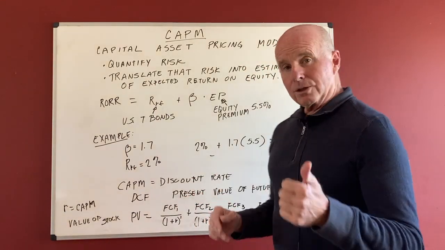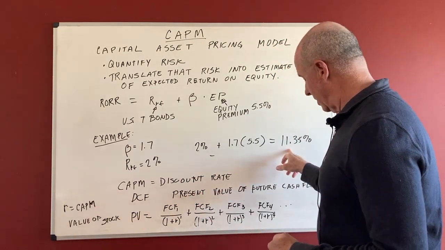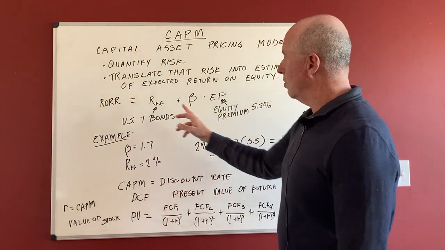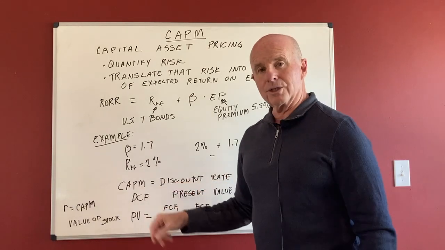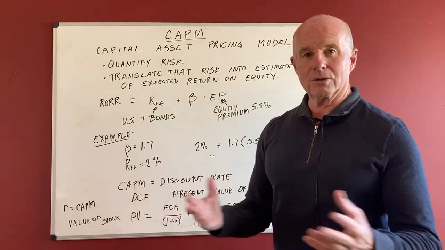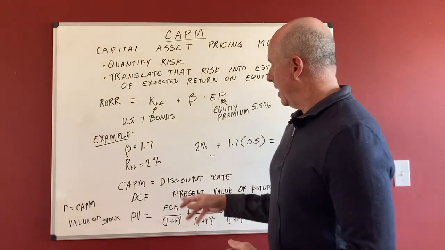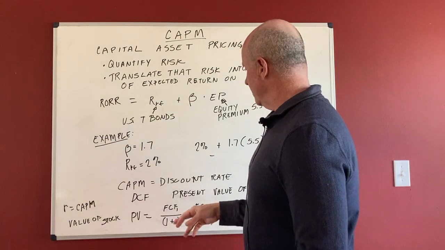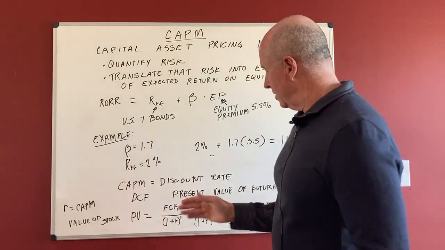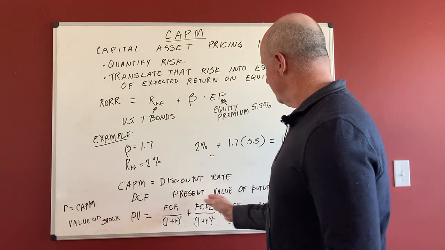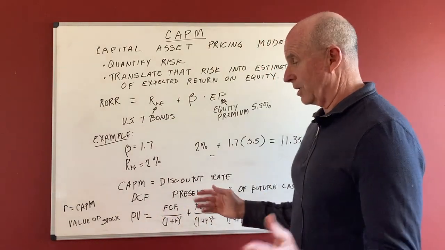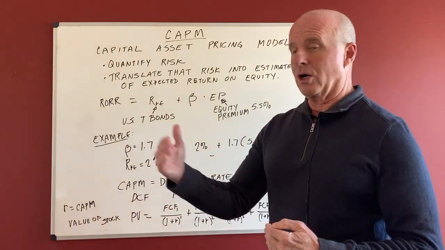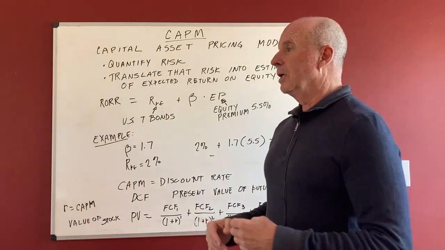And now what we can do is take this number here, right? This expected return becomes the discount rate. This is a way to quantify what discount rate you're going to use in your discounted cash flow equations. So CAPM equals the discount rate, right? When you're doing discounted cash flows, getting the present value of future cash flows, that's how you value a stock, that's how you value any income producing asset, like rent on a house or whatever it's going to be.